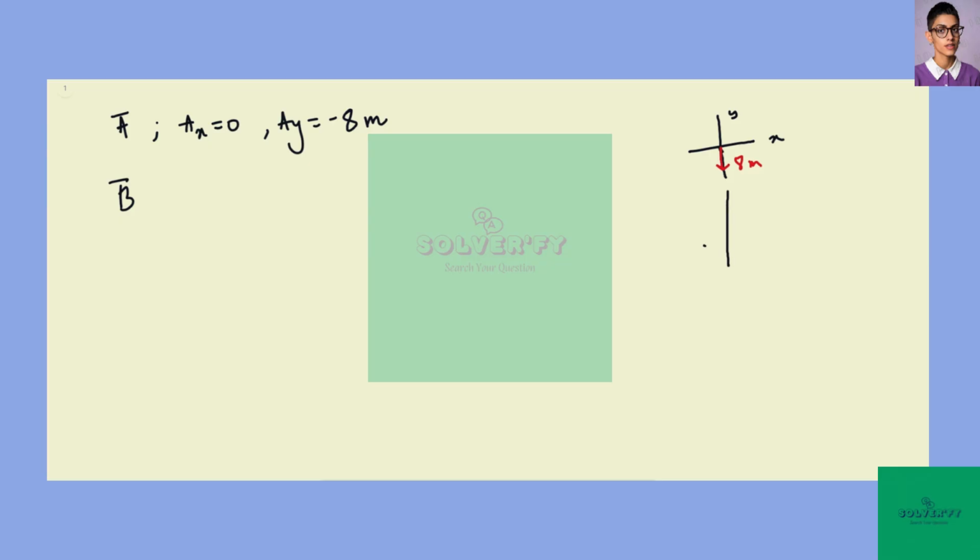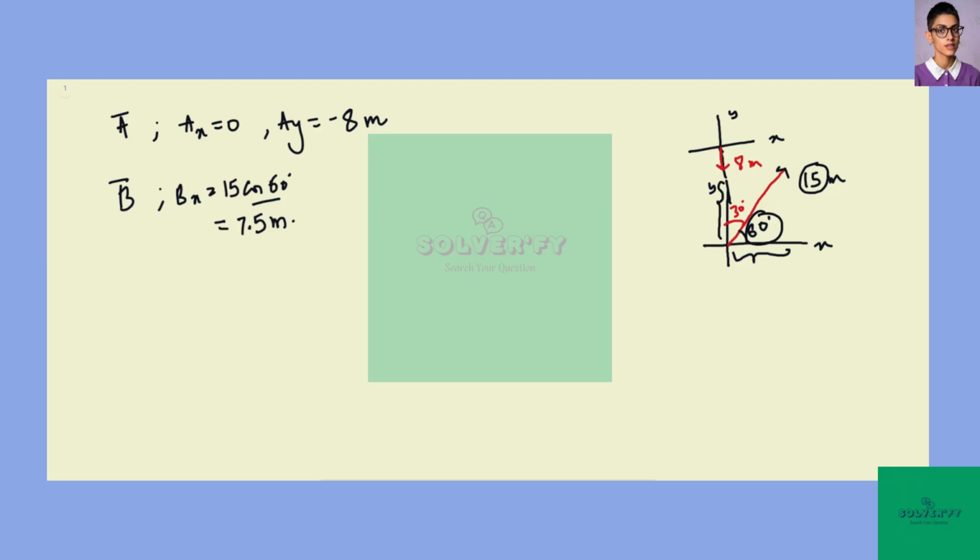Vector B is at an angle of 30 degrees with the y-axis, which means it has an angle of 60 degrees with the x-axis, and it has a length of 15 meters. Hence the x component of B would be 15 cos 60 degrees. So Bx would be 15 cos 60, which would be 7.5 meters, which is obvious because cos 60 is a half.